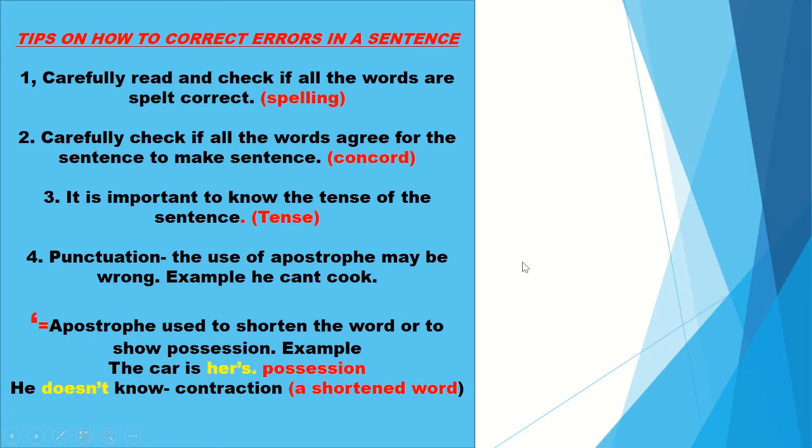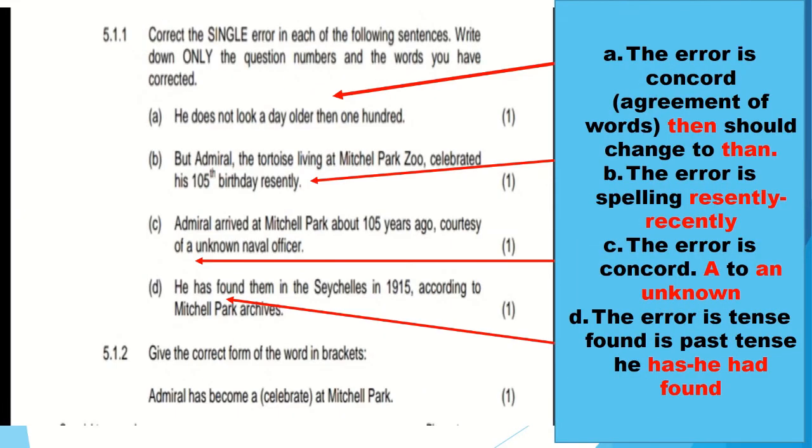Now I want us to do this practically and to check whether we understand. I'm going to use previous question papers. Let us get in. Now the first one says, "He does not look a day older then 100." When concord is a problem, you will hear when you pronounce the sentence that something is not correct. You can hear when you read the sentence out loud that something is not correct. So obviously in number A, the problem is concord. We need to replace "then" with "than." So the sentence should be read as, "He does not look a day older than 100."